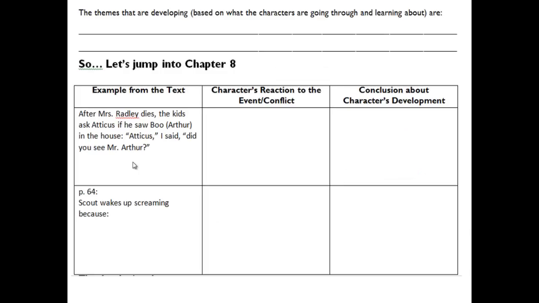So the next section at the top of your homework on the second page, it says, the themes that are developing based on what the characters are going through and learning about are. So if we think back to that chart, and we looked at what Scout was doing, and we looked at what Jem was doing, these are the themes that I came up with. Go ahead and copy down what I've written here as well. I have 4 major themes that are kind of developing here.